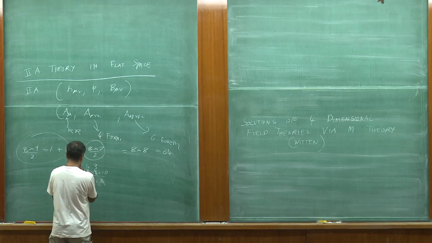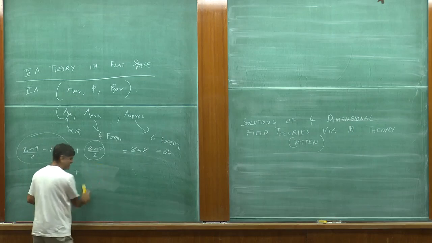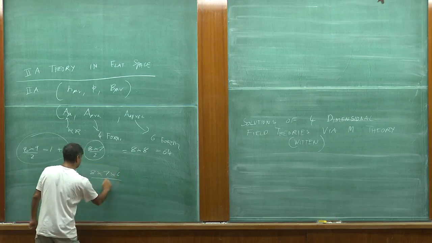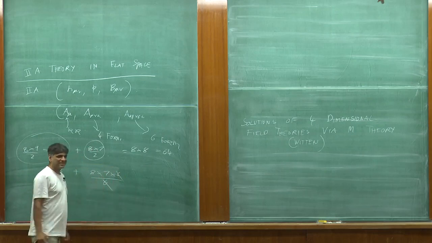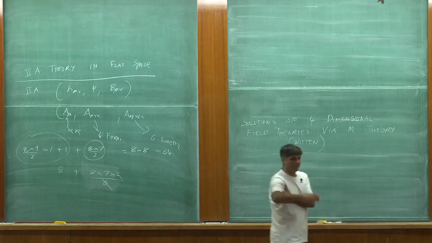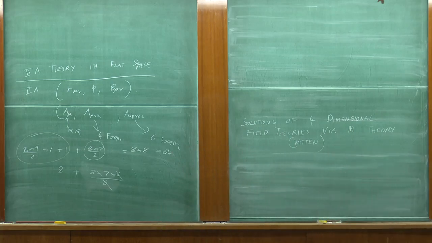Eight into 9. There you go. Thank you. Antisymmetric, yes. 8 into 7 into 6 divided by 6. Good. So that's 56. 56 plus 8 is 64. So 64 plus 64 gives the 128 bosonic degrees of freedom. There are also, of course, 128 fermionic degrees of freedom of type 2A theory.